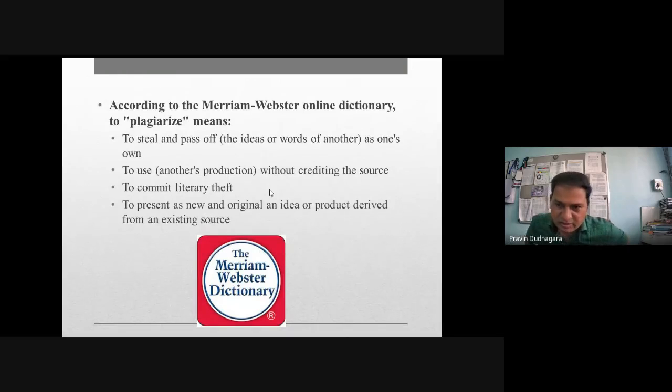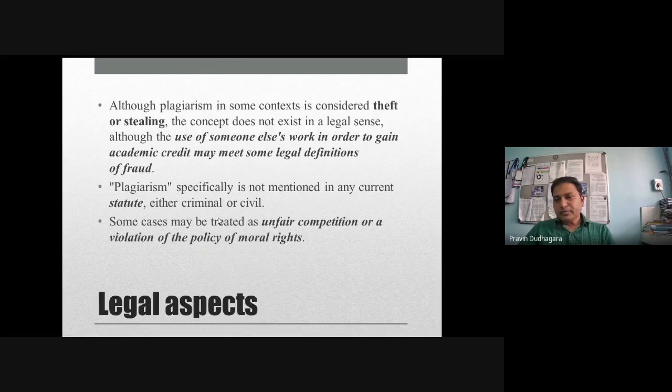As far as the basic fundamentals are concerned, to plagiarize means to steal and pass off as one's own, to use without crediting the source. The source means the original work published by the particular author. It is to commit literary theft, and to present as new and original an idea or product derived from existing sources. So what is the legal aspect of plagiarism?